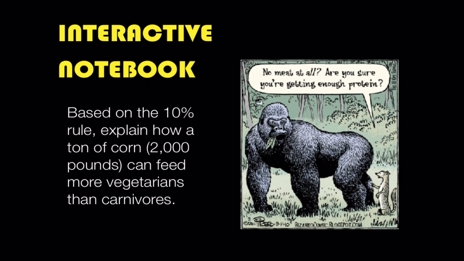Now, based on the 10% rule, can you explain how a ton of corn, which is 2,000 pounds, can feed more vegetarians than carnivores? Can you do that?